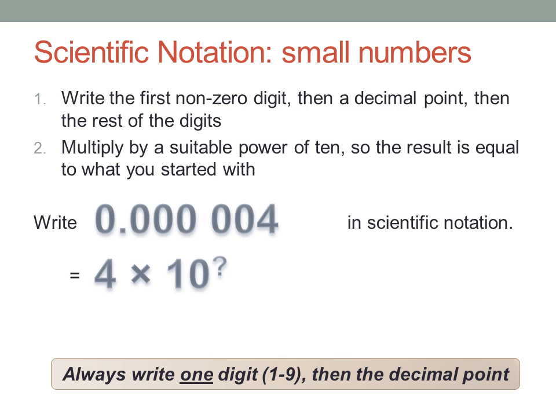Well, what's the place value of that 4? It's tenths, hundredths, thousandths, 10,000ths, 100,000ths, millionths, which is going to be 10 to the power of -6.